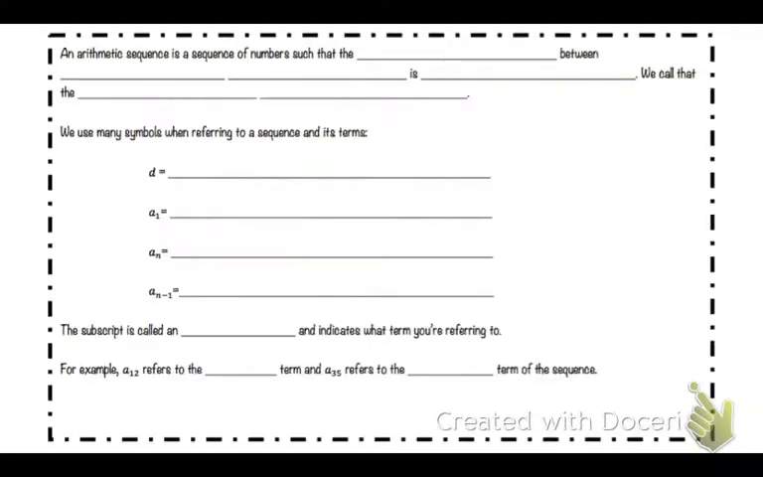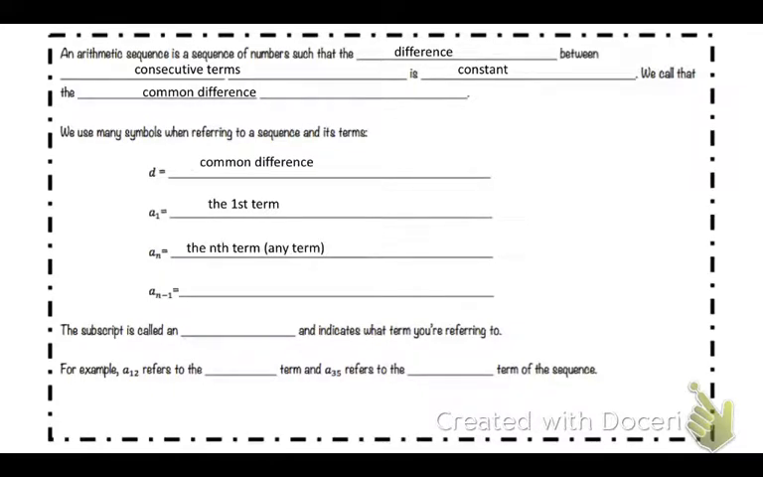Okay? Now, an arithmetic sequence is a sequence of numbers such that the difference between consecutive terms is constant, and we call that the common difference. Okay, and we use many symbols when referring to this sequence. D is the common difference. A sub 1, or A1, is the first term. So like if that was A2, it would be the second term. A4 would be the fourth term, and so on. A sub n is the nth term, or any term. And then A sub n minus 1 is the term before the nth term.